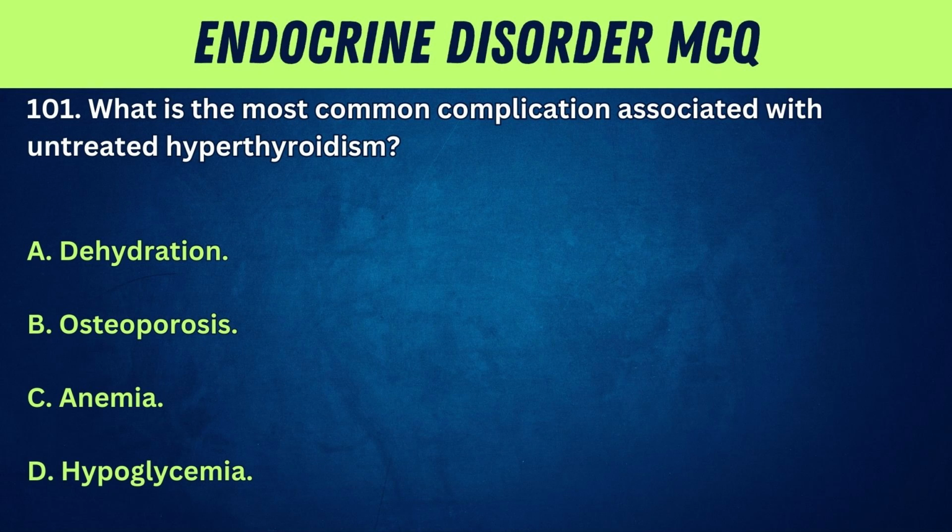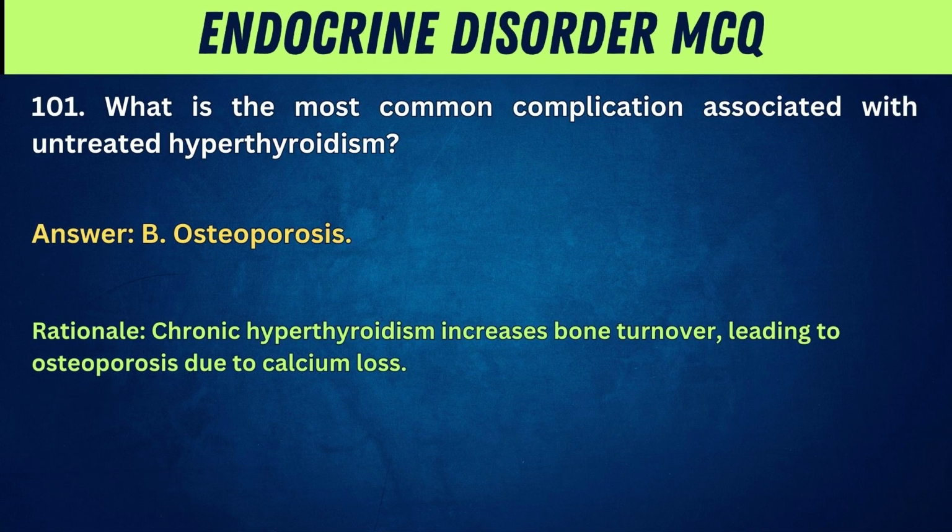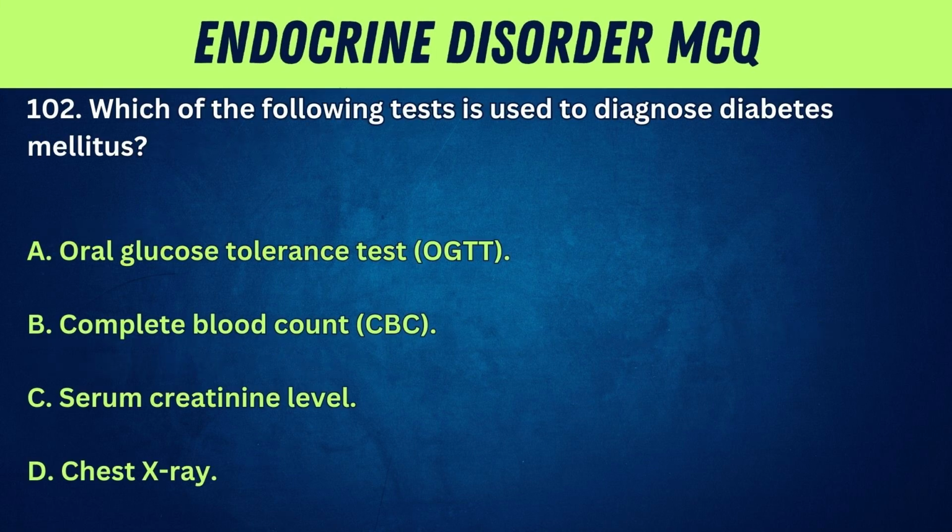101. What is the most common complication associated with untreated hyperthyroidism? A. Dehydration. B. Osteoporosis. C. Anemia. D. Hypoglycemia. Answer: B. Osteoporosis. Rationale: chronic hyperthyroidism increases bone turnover, leading to osteoporosis due to calcium loss.